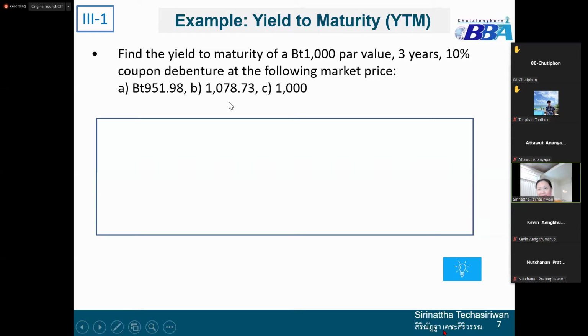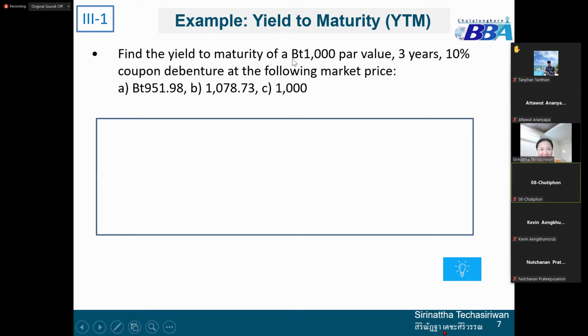And this one is very easy. Who wants to answer me? Number B. The yield to maturity, I already answered that. Oh, you already answered. So, do you want to answer question B?